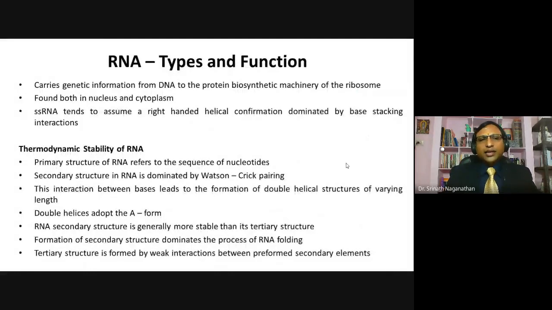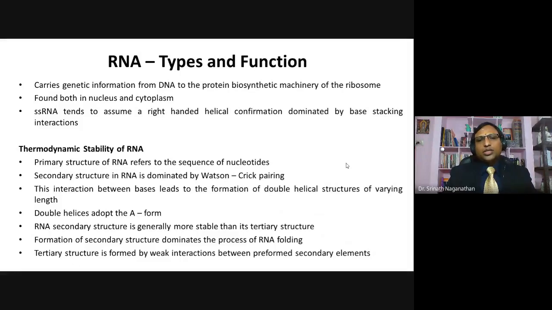The single-stranded RNA tends to assume a right-handed helical conformation dominated by base stacking interactions. The thermodynamic stability of the RNA depends on this. The primary structure of the RNA refers to the sequence of the nucleotides. That means from the DNA, if it is adenine, it is going to be uracil in RNA. Thymine is going to be adenine. Guanine is going to be cytosine. And cytosine is going to be guanine.